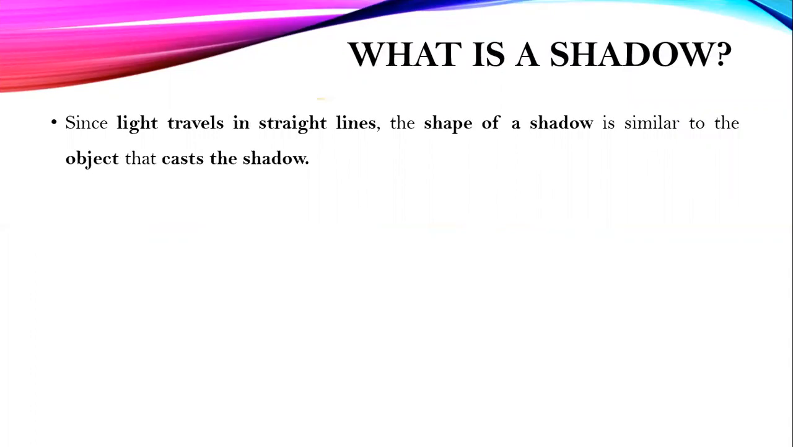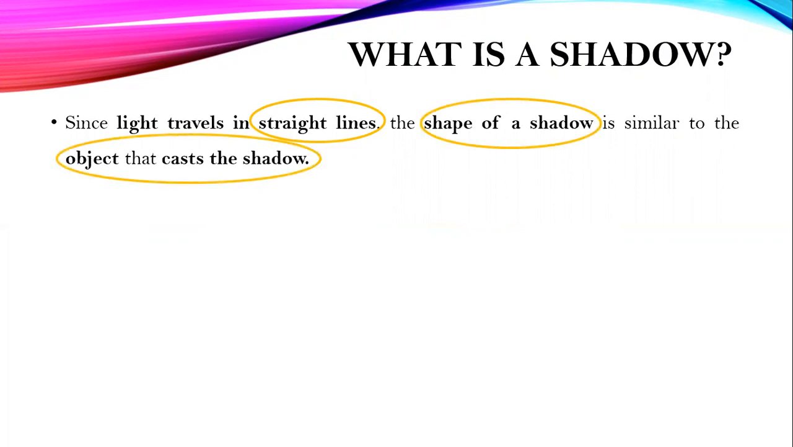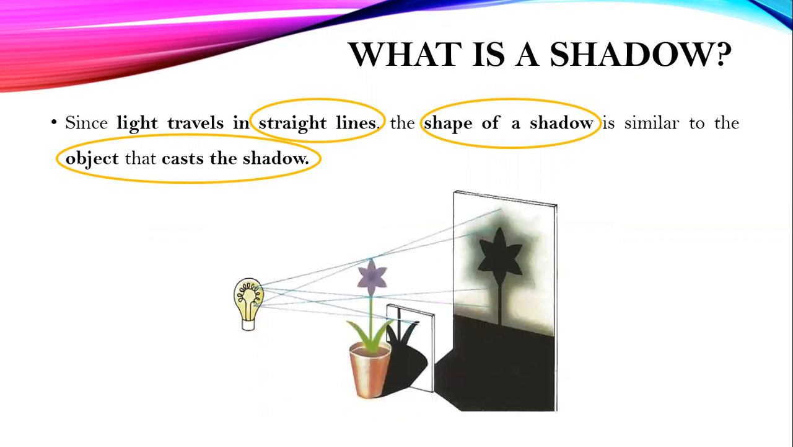Since light travels in a straight line, the shape of a shadow is similar to the object that casts the shadow. One more time. Since light travels in straight lines, the shape of the shadow will always be similar to the object that casts the shadow. Note the flower and its shadow. The shadow is similar to the flower. However, importantly, note that a shadow doesn't contain any details. It's only a darkened area.